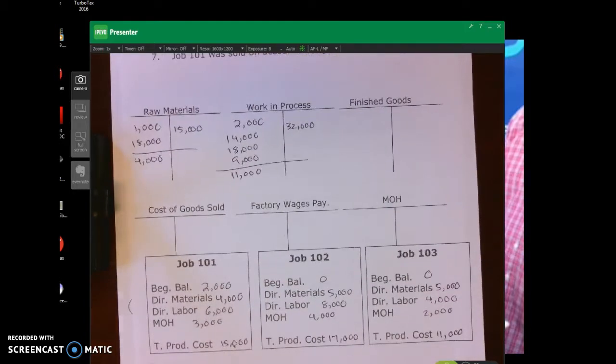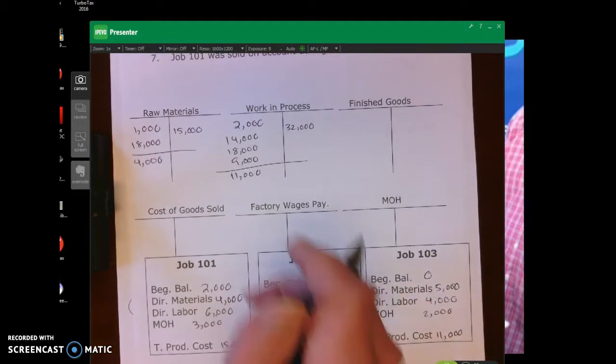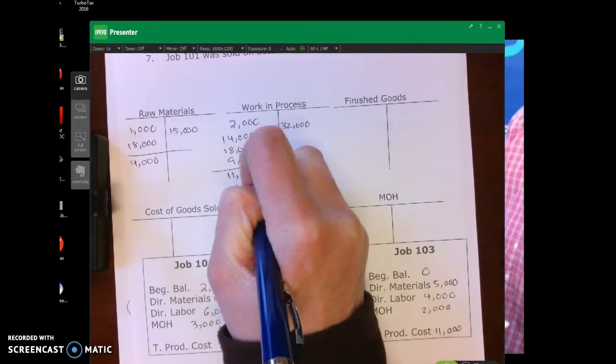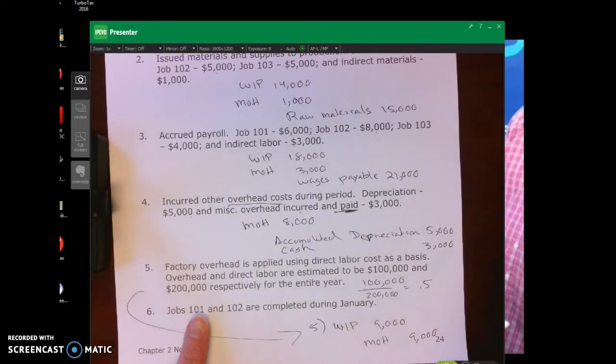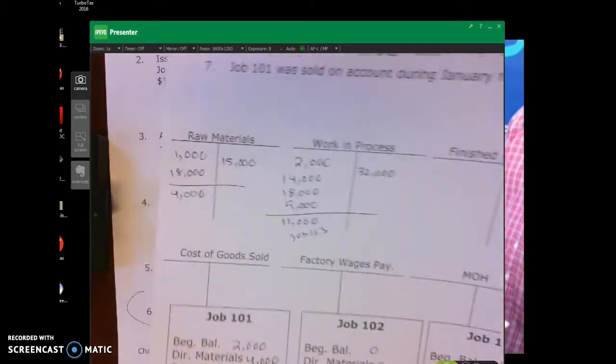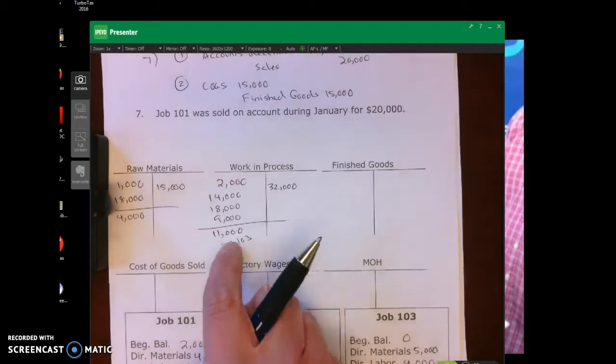And that number should look familiar. That's job 103. And it stays in work in process because if you look at number 6, it says jobs 101 and 102 are completed, but not 103. So that means 103 stays in ending work in process.